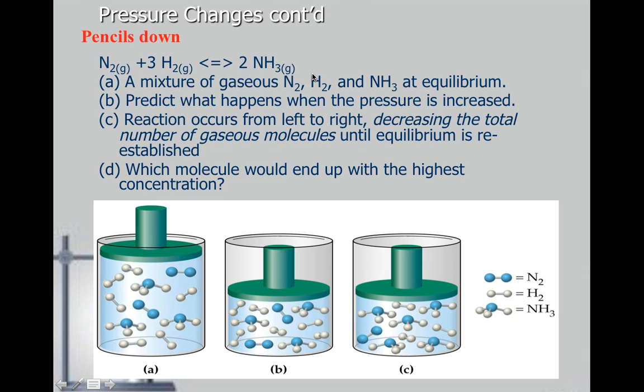So which molecule would end up with the highest concentration? If we were to be increasing pressure, we said it would shift to the right. So ammonia would end up with the highest concentration. Okay, and you can see that here, right? We have more ammonia once we increase the pressure or decrease the volume, same thing.